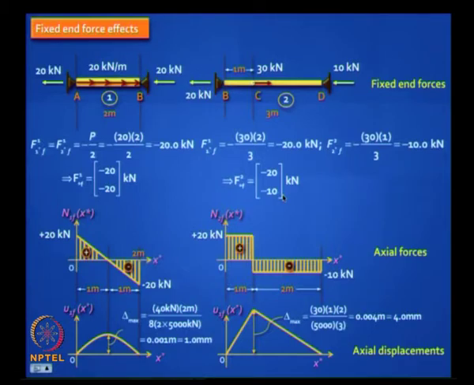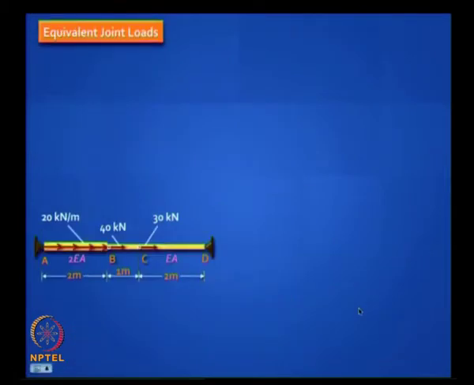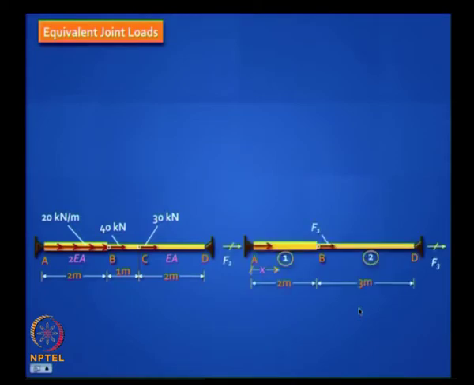Yes? It's T1 inverse. Will you proceed? Let us see how it works out. Okay, so we are going to equivalent joint loads. What is the idea of equivalent joint loads? You want to get rid of the intermediate loads and replace it with something like this. Okay, what is the criterion by which it is really equivalent?